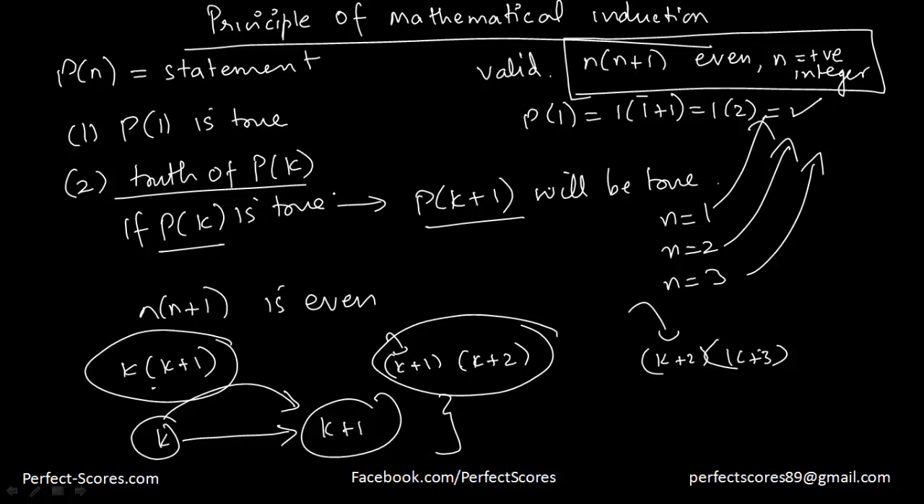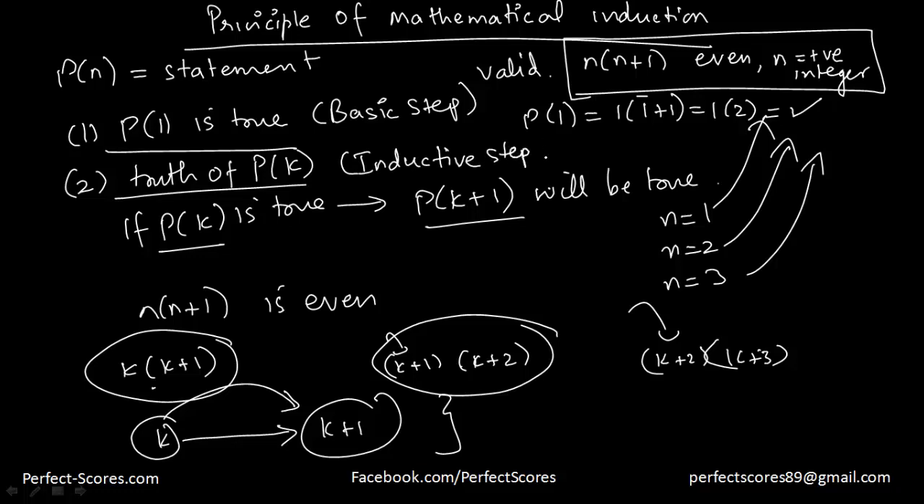So always there are going to be two steps. This is going to be your basic step. When I say basic step, whenever you get an expression or anything like that, first you're going to make sure that p of 1 is true, and then after that, this is going to be the inductive step. In the inductive step, you're going to say if it's true for p of k, it has to be true for p of k plus 1, right?